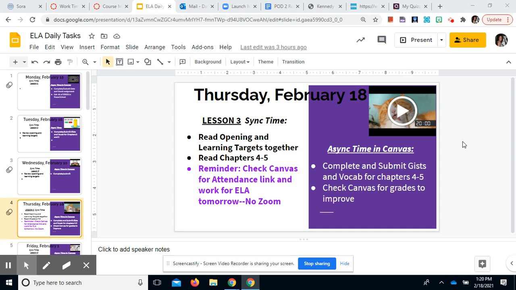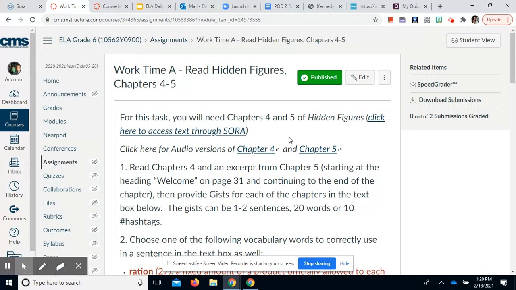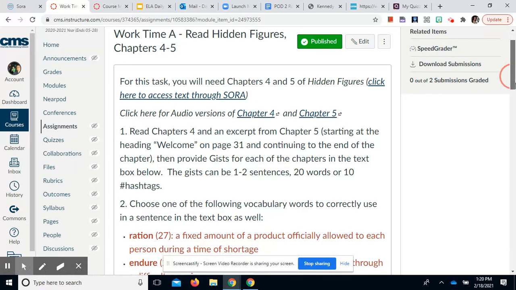All right, guys, here's a look at lesson 3 that we started on Thursday, February 18th, and gets continued tomorrow, Friday, February 19th, async, because I will not be here, so it will be in Canvas. So to start lesson 3, we looked at our opening and learning targets.